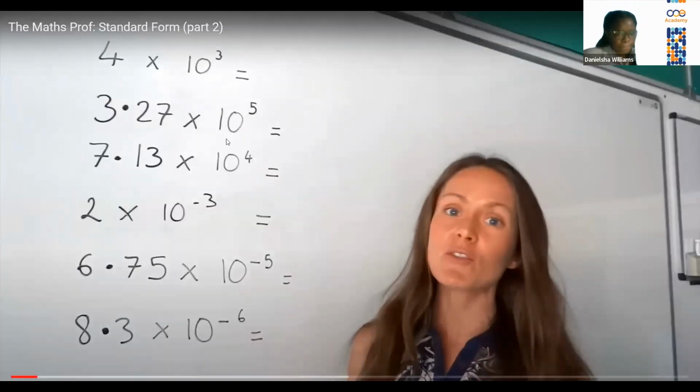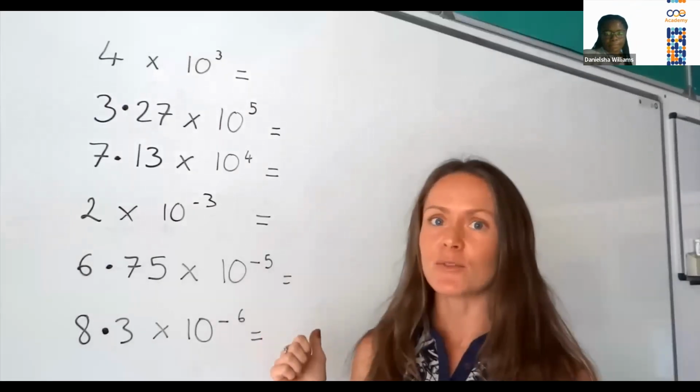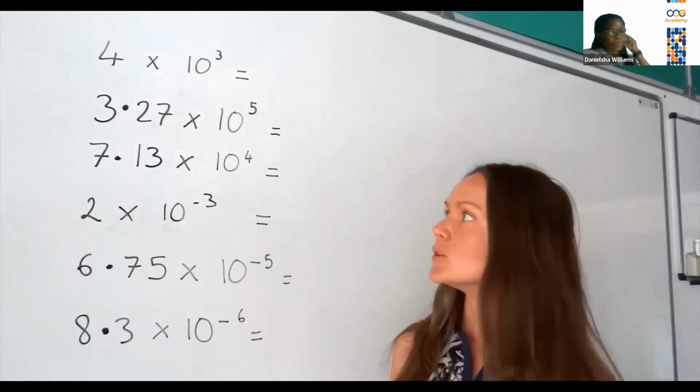Okay, so here I've got my numbers in standard form and I want to take them out of standard form and I want to write them as ordinary numbers.